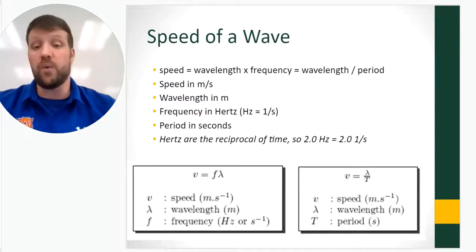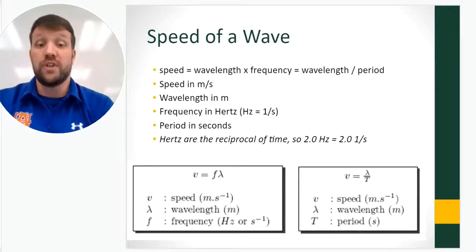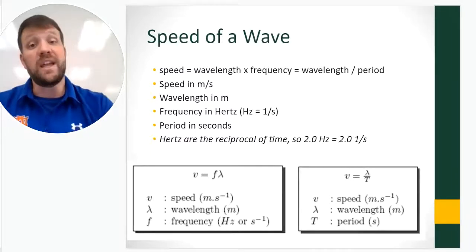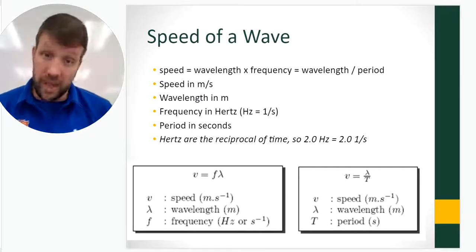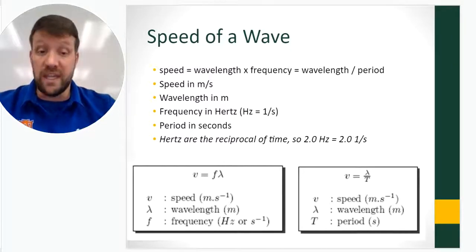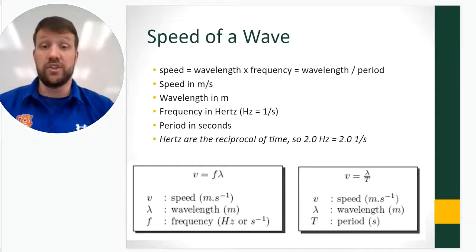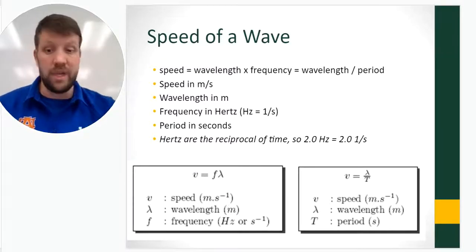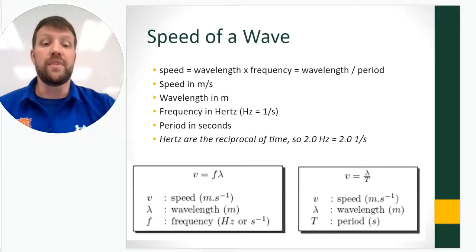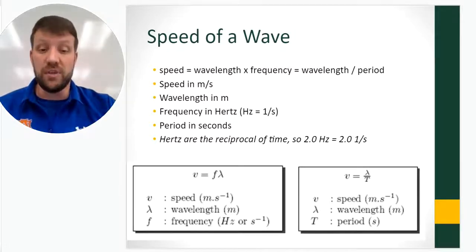Now, the speed of the wave is an important thing to note. So waves are still going to travel with some speed as they move through whatever medium it is. And it's going to depend on how much energy is in the wave and the material that it's traveling through largely. But speed is still meters per second, and it always will be. So it's either going to be the wavelength times the frequency, or the wavelength divided by the period. And this relates wavelength and frequency for us here also.